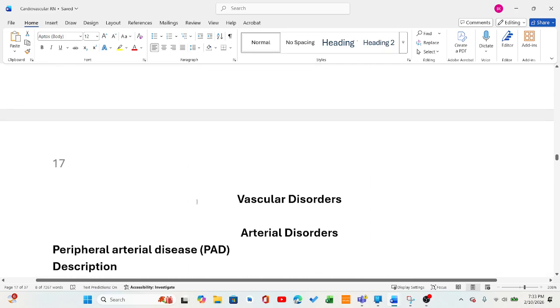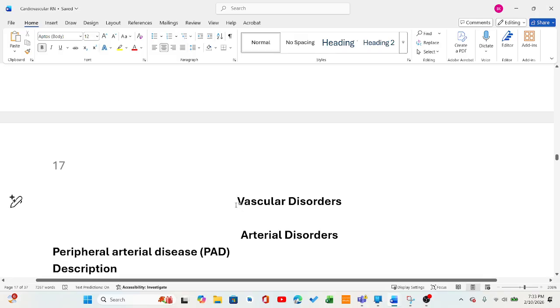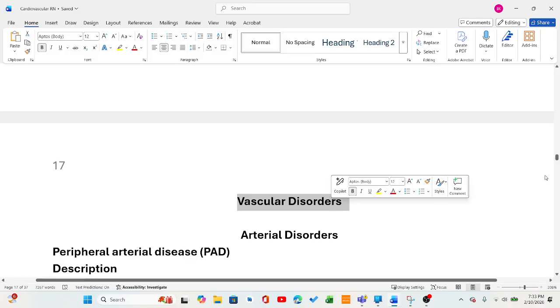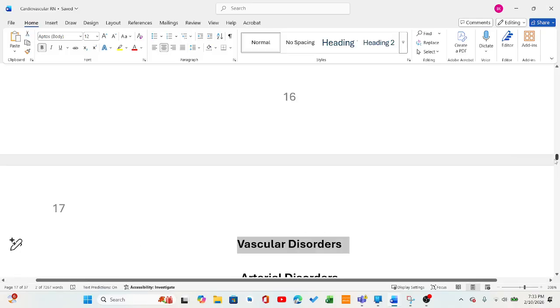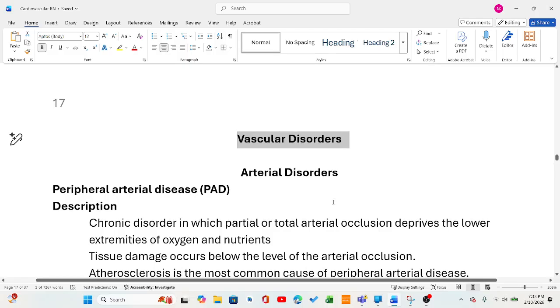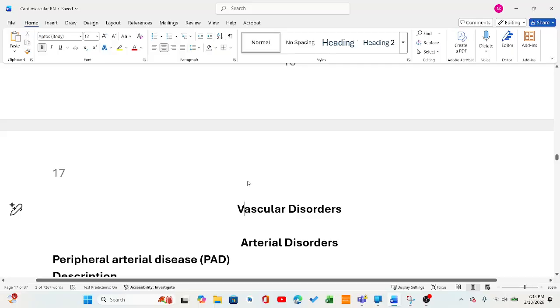We're going to end here with part one, and next time I'm going to talk about the vascular problems of the heart. I'll be talking more about the arterial disorders. For now, I think you should be good, and be looking for part two of these slides.